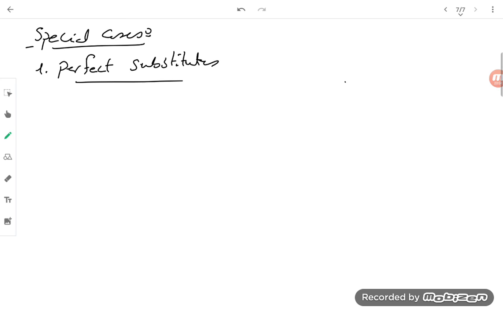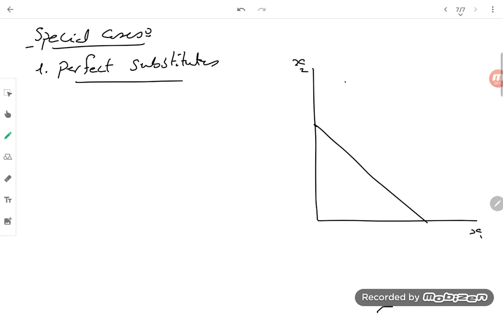In this case, the indifference curve looks like a straight line. Negatively sloped straight line. And this is I1, I2, I3. They are equivalent to each other. So this is the case of perfect substitutes.